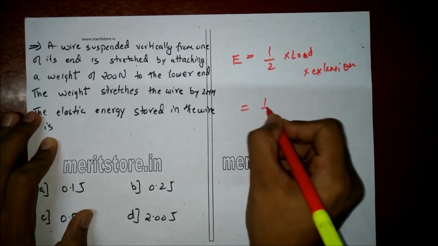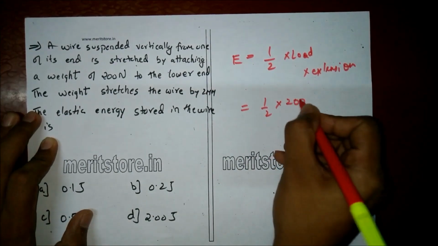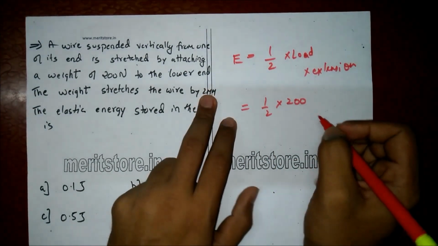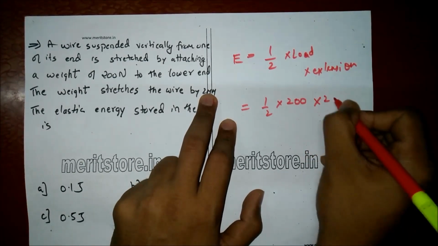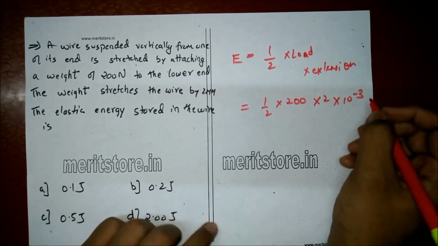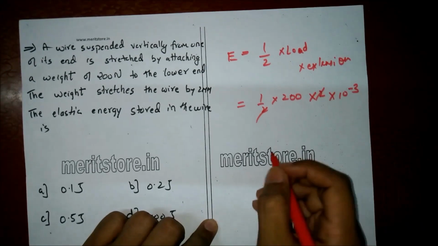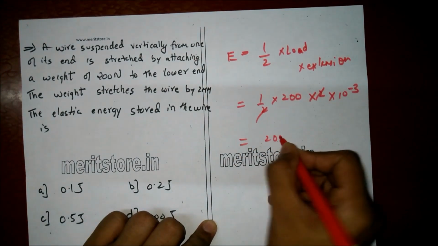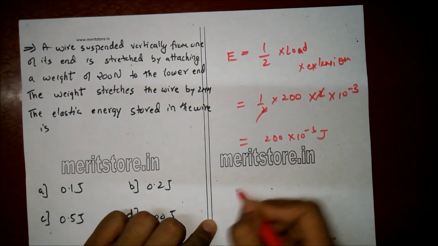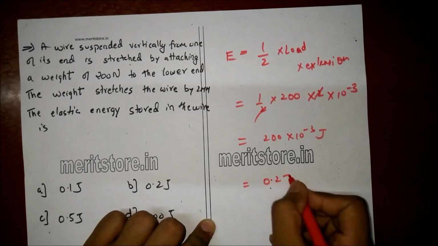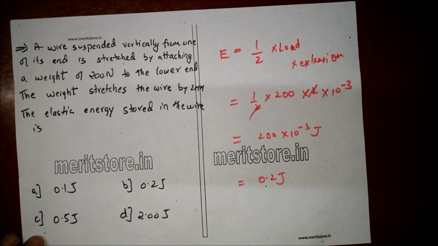Here the load is given by 200 newtons and the extension produced is 2 millimeters, which on converting to meters is 2 × 10^-3. Therefore, on calculating all this, we get 200 × 10^-3 joules, which is 0.2 joules. Therefore, the correct answer here is option B.